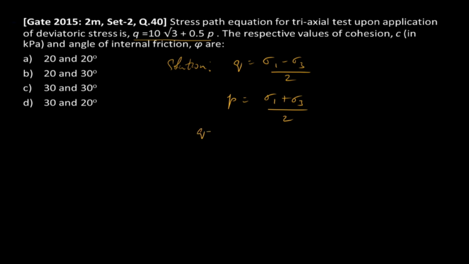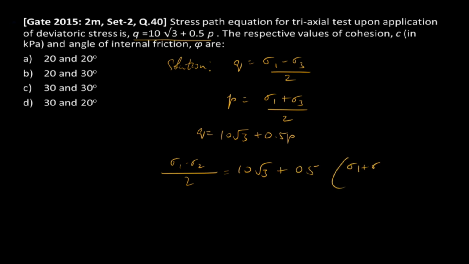The given equation is Q is equal to 10 root 3 plus 0.5 P, which is (sigma 1 minus sigma 3) divided by 2 equal to 10 root 3 plus 0.5 times (sigma 1 plus sigma 3) by 2. If you solve this equation, we get sigma 1 equal to 3 sigma 3 plus 40 root 3. We'll take it as equation number 1.